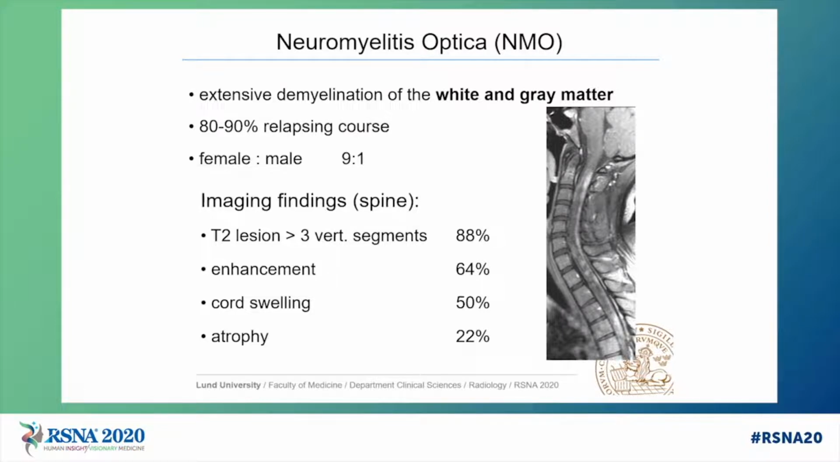So NMO represents an extensive demyelination of the white and gray matter. It usually has a relapsing course and is more commonly seen in females. Typical imaging findings that we can see in the spinal cord are T2 signal abnormalities that extend more than 3 vertebral segments. You might see contrast enhancement that can be focal or patchy. You would have cord swelling, and as a sequela, the spinal cord might be atrophic in up to 20%.